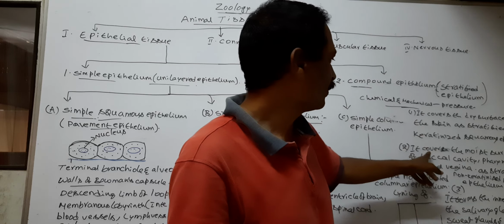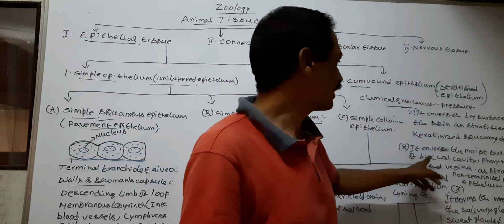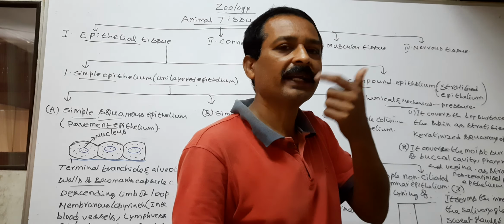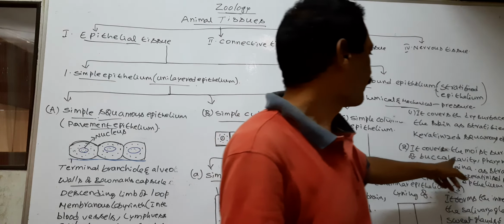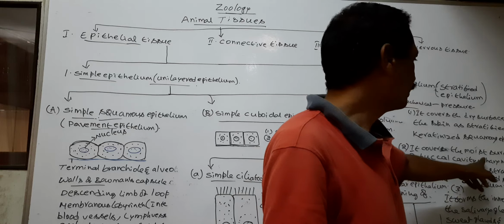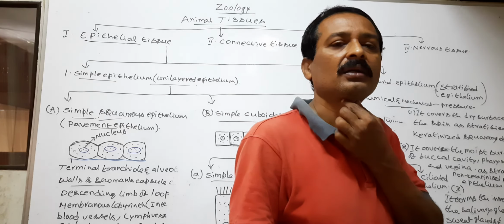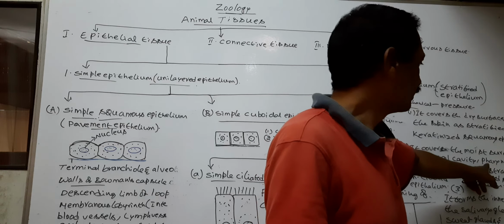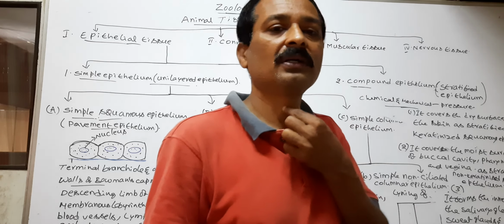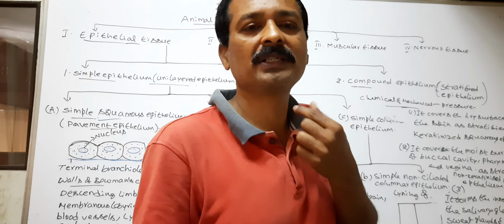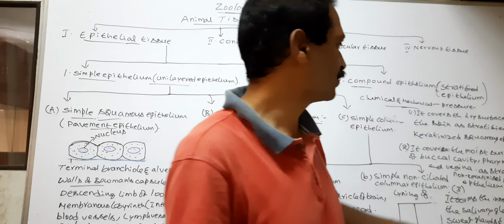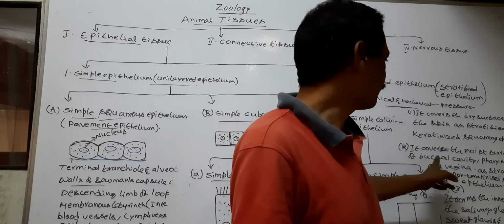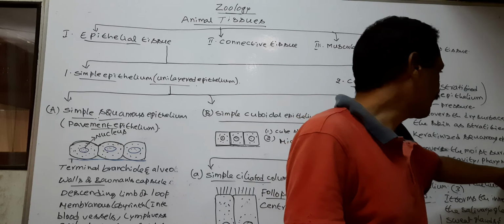Next, the compound epithelium covers the moist surface of the buccal cavity. The mouth opens into a wide cavity called the buccal cavity. Next, the pharynx. The small cavity behind the buccal cavity is called the pharynx. Next, the esophagus, a tube-like structure. The pharynx opens into a long tube-like structure called the esophagus. So the compound epithelium covers the moist surface of the buccal cavity, pharynx, and esophagus.